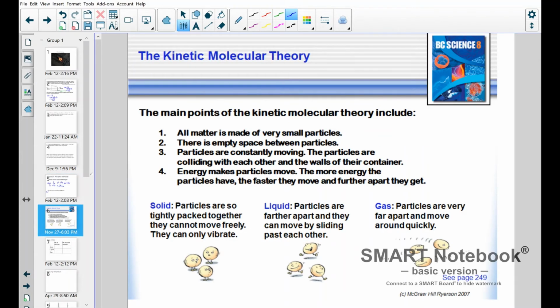So back in grade 8, you looked at the main points of the kinetic molecular theory, being that all matter is made of small particles, there's empty space between them, they're constantly moving, and if we move that into energy terms, they have kinetic energy. The particles are colliding with each other, with the walls of their container, and that energy makes the particles move. The more energy the particles have, the faster they move. There's my kinetic energy. And then this is the piece that we're going to interpret in terms of potential energy, the farther apart they get.